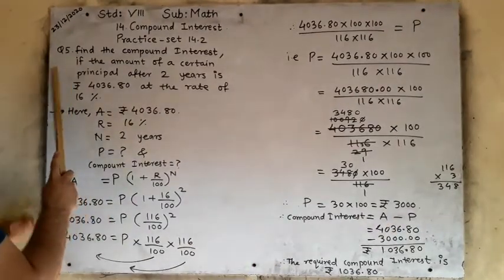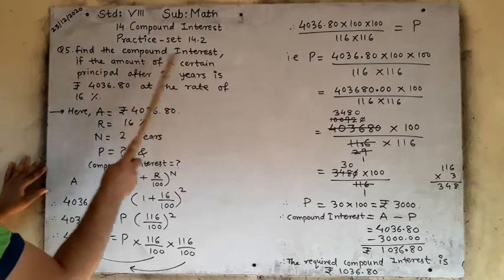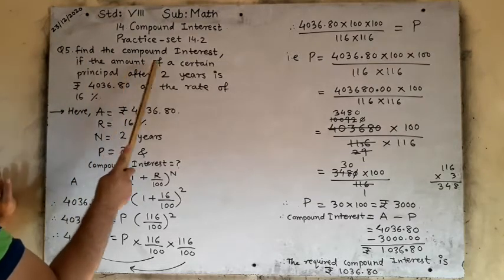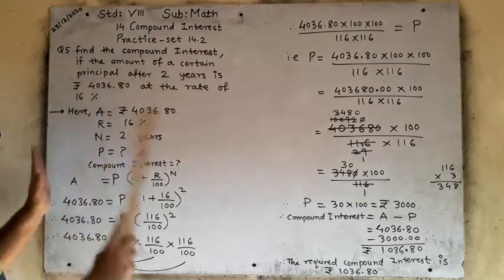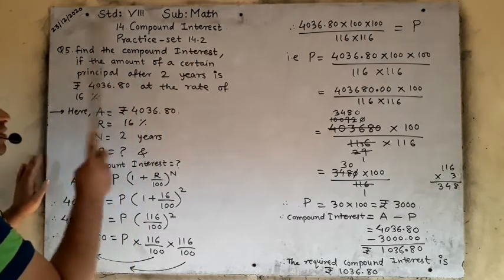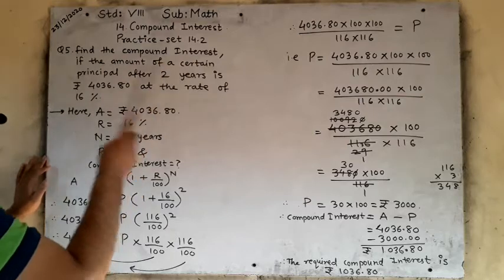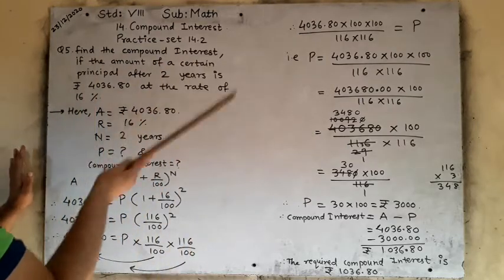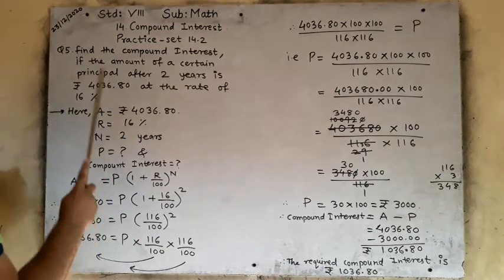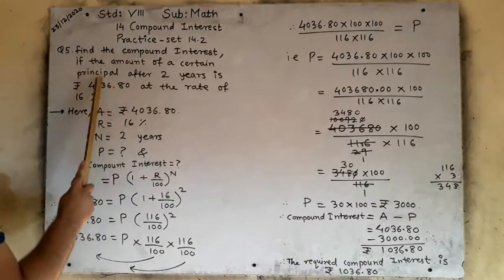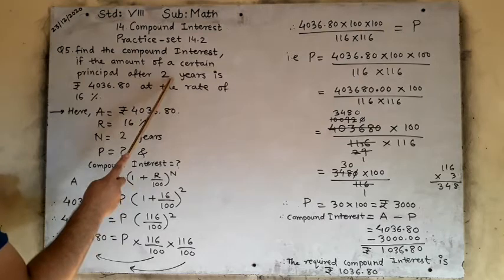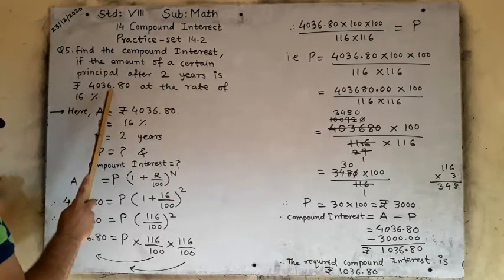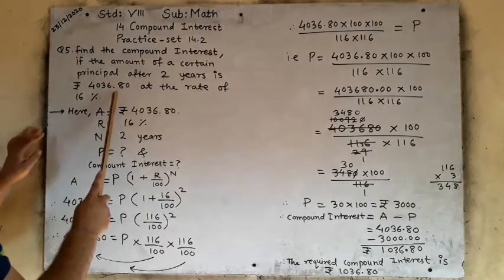Okay, now see here what we will do. Find the compound interest if the amount of a certain principal is given. If the amount is given of a certain principal, means principal is not given, we have to find the principal and then we have to find the compound interest. If the amount of a certain principal after 2 years, duration is given after 2 years, is rupees 4,036.80. So this is amount.